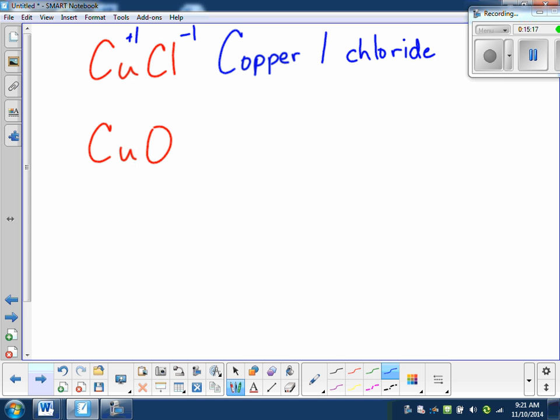What's the charge on oxygen? Good, -2. And what must be the charge on copper then? And how do you know that? But it's got the +1 or the +2 form. How do you know this is a +2 form? It has to cancel out the oxygen, and there's only one copper there. Okay? So, could you name this for me then? Copper 2 oxide. Okay, nice.